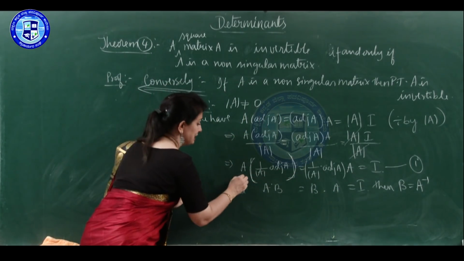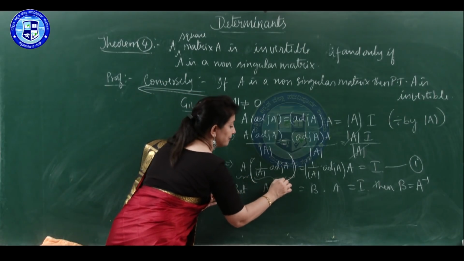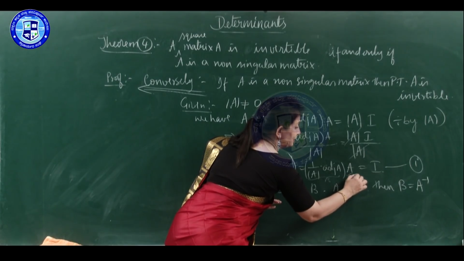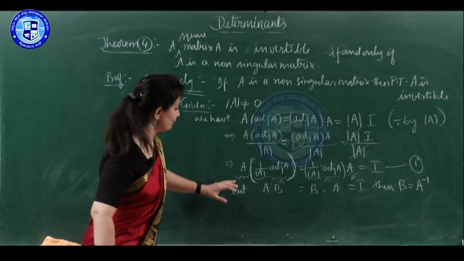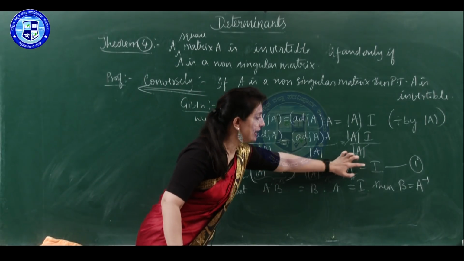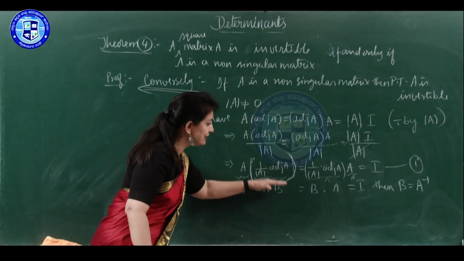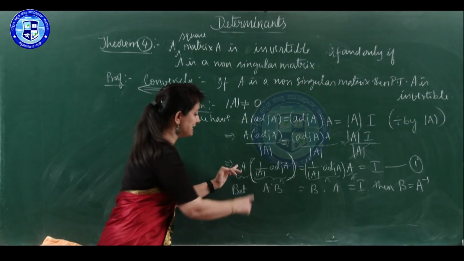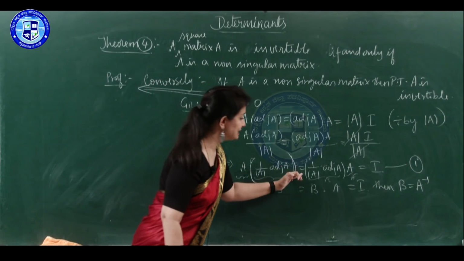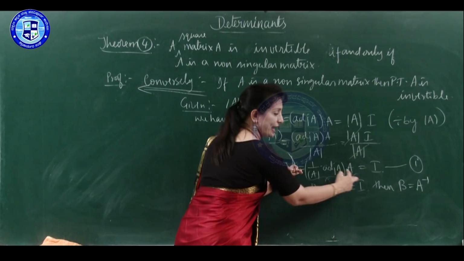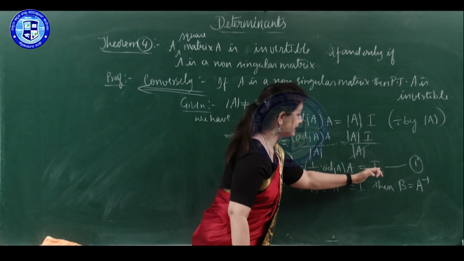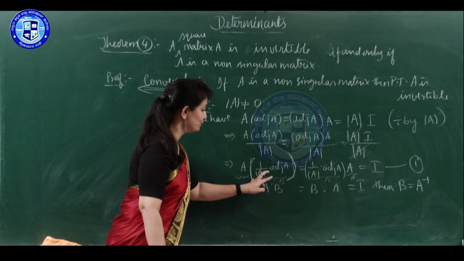Can't we make it so that this is A, this is B, and it is equal to I? So, we read this as A into B is equal to B into A is equal to I. Here B is 1 by determinant A into adjoint A, so A into B is equal to B into A, which is equal to I, means the product of two numbers.